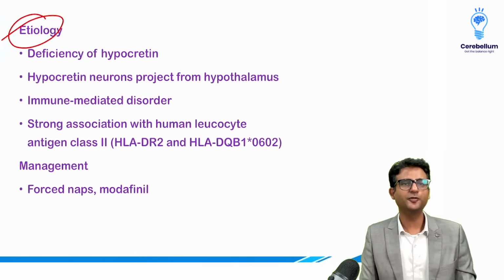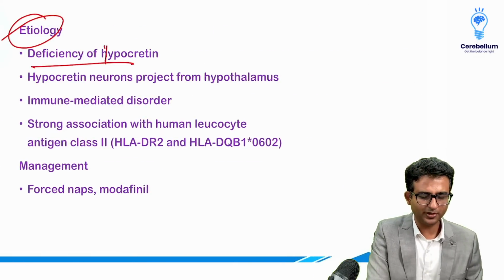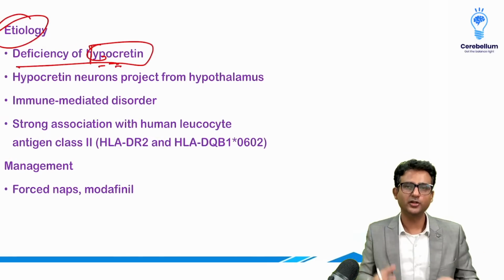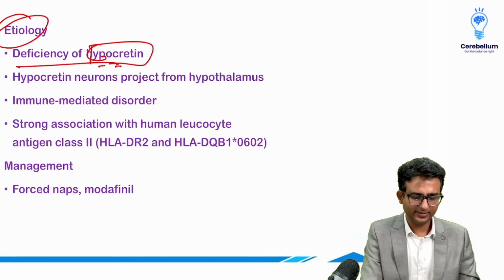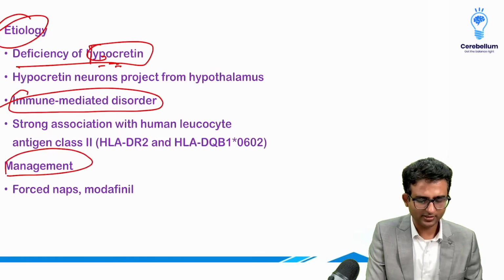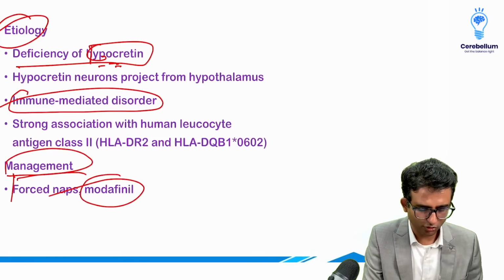What is the cause of narcolepsy? Deficiency of hypocretin. Basically, this hypocretin keeps you awake. The neurons which create hypocretin get damaged by an autoimmune process. What is the drug of choice? Modafinil. And also forced naps.